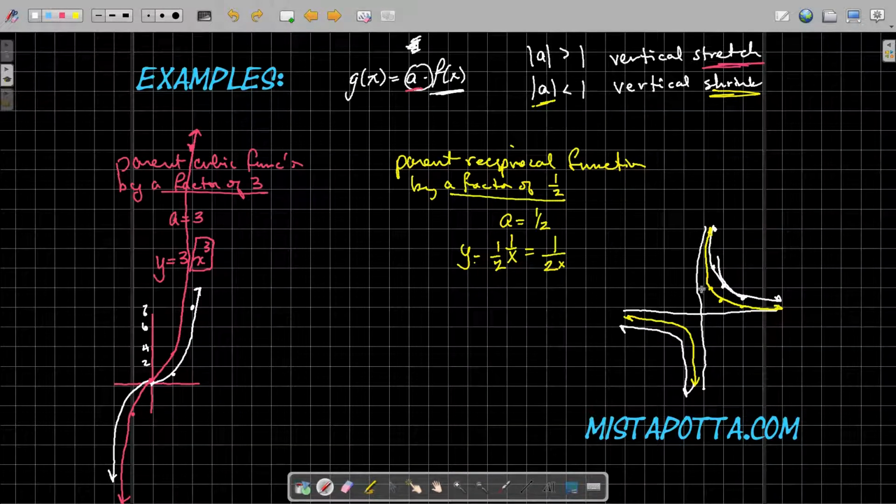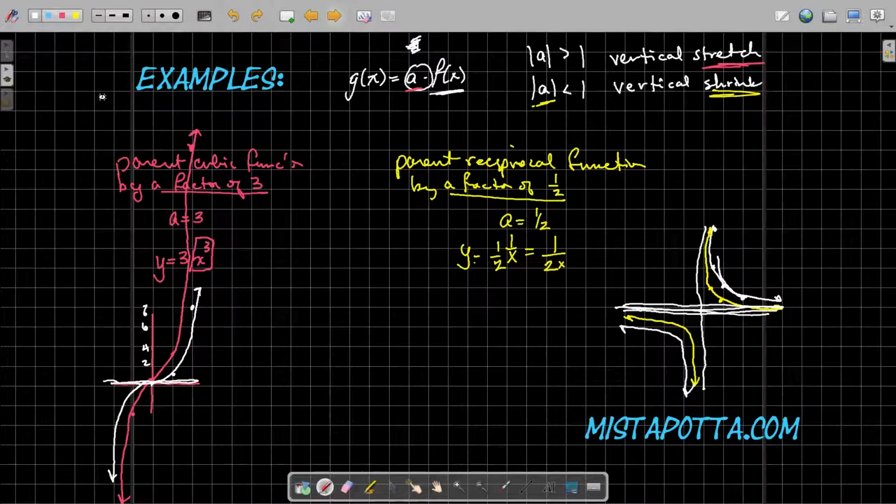So notice that basically all the points in yellow are half as far from the x-axis, whereas over here, all of the pink points are 3 times as far away from our x-axis. So that's what's happening in a vertical dilation.